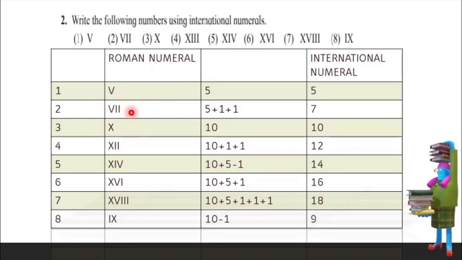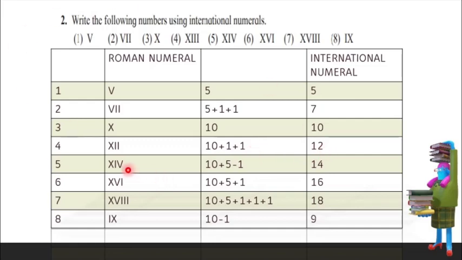Second question is V and 2 I's. That means 5 plus 1 plus 1, which is 7. Next, third one is X, that is 10. That is very easy. In the international form, we will write 10. The next question is X, I and I. So that means 10, then plus 1 and 1, which is 12. 10 plus 2 is 12.